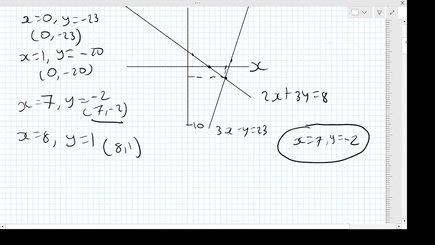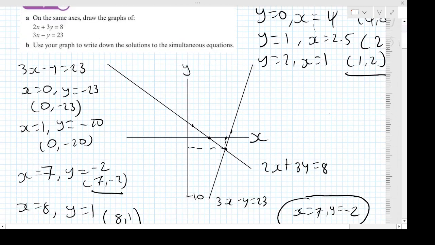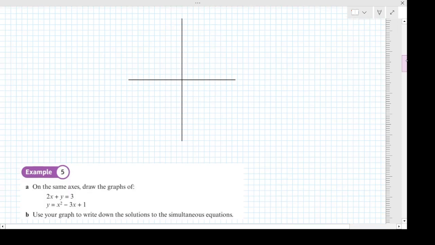But obviously there will always be a bit of leeway if you are asked to draw a graph. By nature, humans aren't perfect with stuff like that. So there will be a bit of leeway, but that should be the solution, right? If you draw your graph. Cool. Okay, so that's that question.